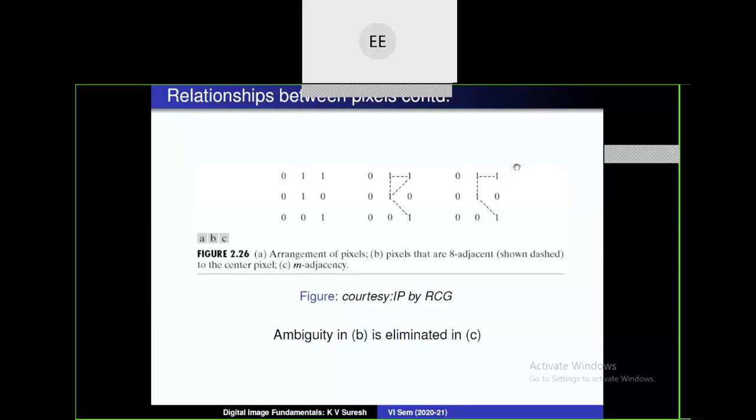Now if I use M adjacency or M connectivity, I cannot show these two M connected because this is from the set V and it is common 4 neighbor of this one and this one. That is why this connection is missing here. So ambiguity is eliminated. I hope I have made it clear. Any doubt?